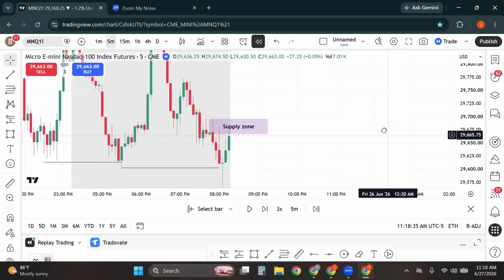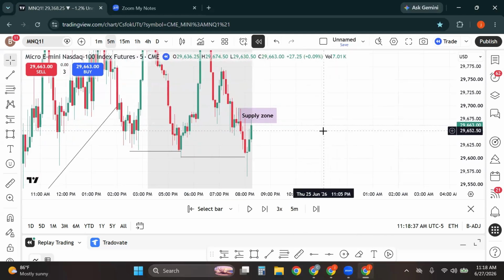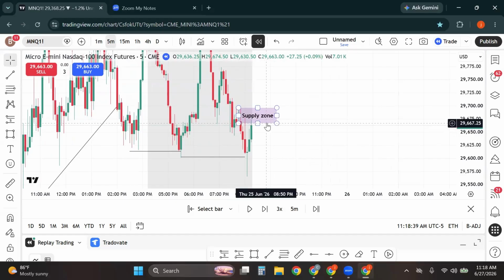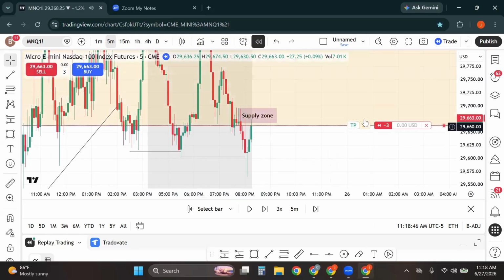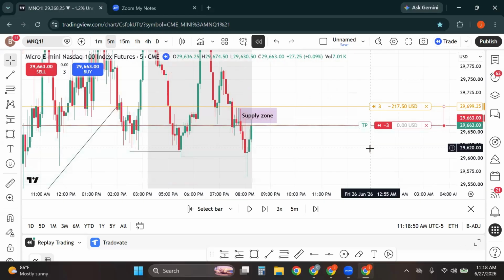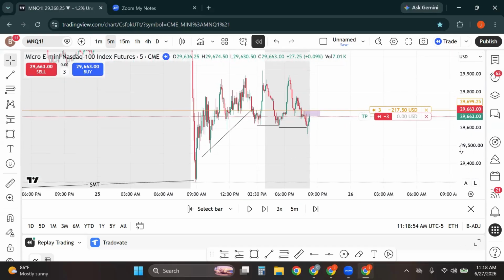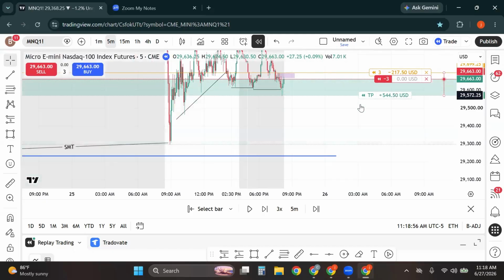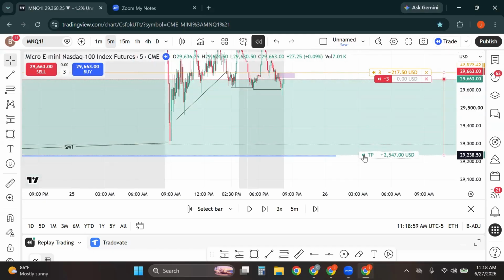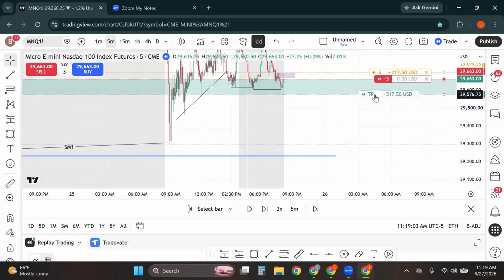My entry model is take the trade at the tap. So here, what we'll be doing is taking a sell. We put a stop loss just above the zone. And then for take profit, of course, this is personal preference, whatever you want to do. We could go TP to the draw on liquidity, or we could take it at this low, or this low, or even just this low here.